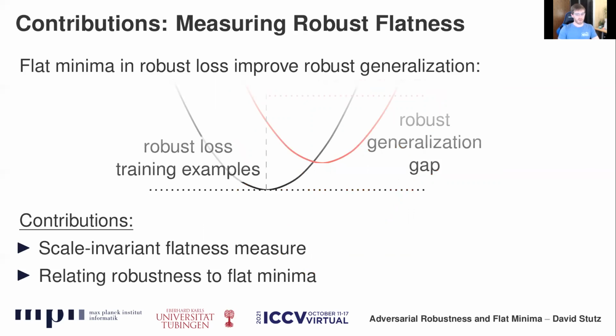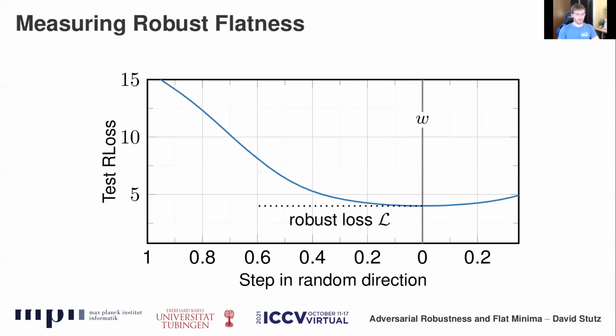Therefore, we first propose a scale-invariant flatness measure to empirically measure flatness or sharpness of the found minimum. And then in a series of experiments, we demonstrate that flatness and robustness are strongly related. This does not only hold throughout training, so for robust overfitting, but also across hyperparameters and even across different adversarial training variants. To measure flatness in a robust loss surface, we consider random weight perturbations as shown here.